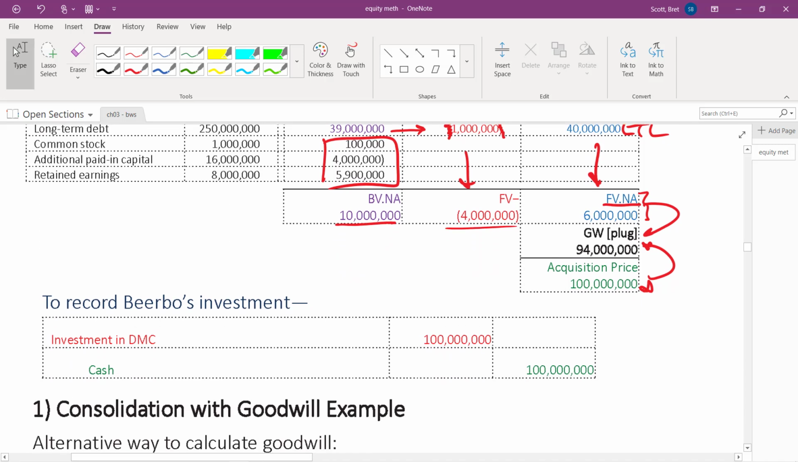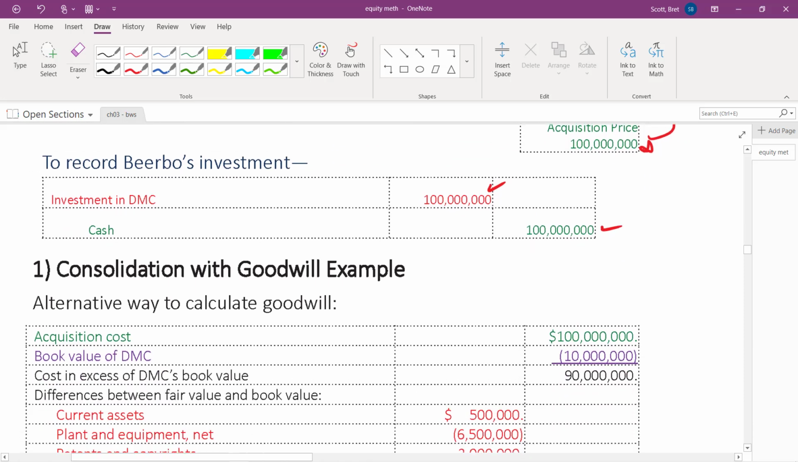What's the actual journal entry associated with this? It's very simple. We pay cash of 100 million and we debit investment in DMC. Why did we go through all this other worksheet up above? Well, because we have to worry about the equity method of accounting, in which case all these other little nuances we dealt with here, we have to worry about them come worksheet consolidation time. It gets a little ugly.